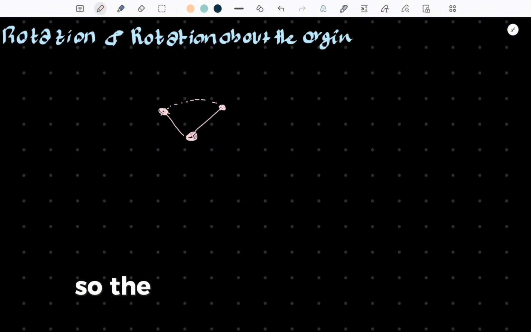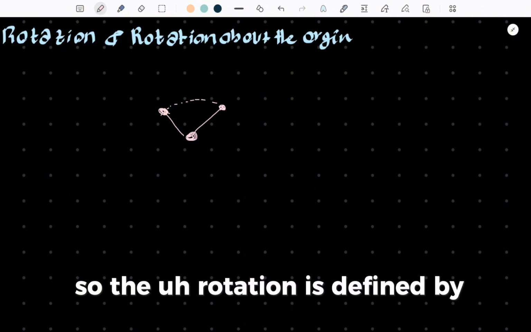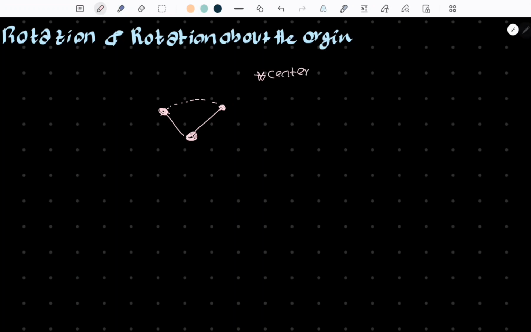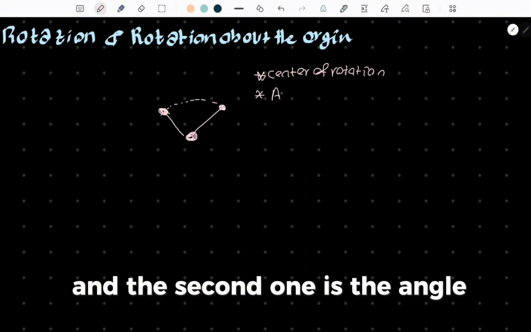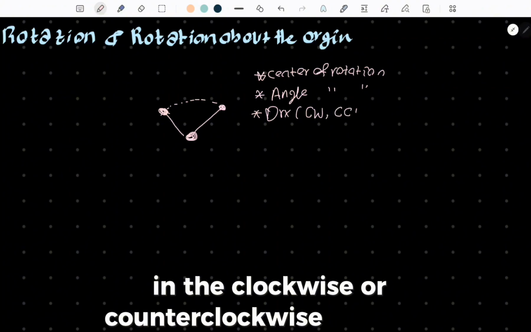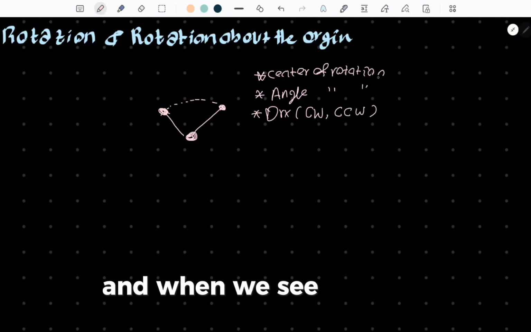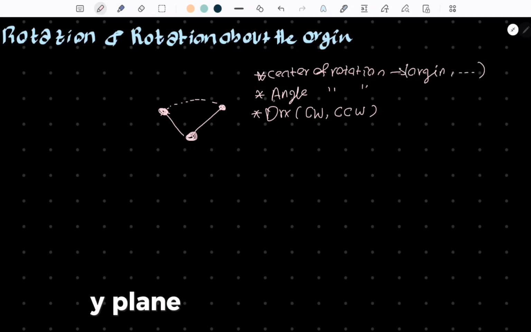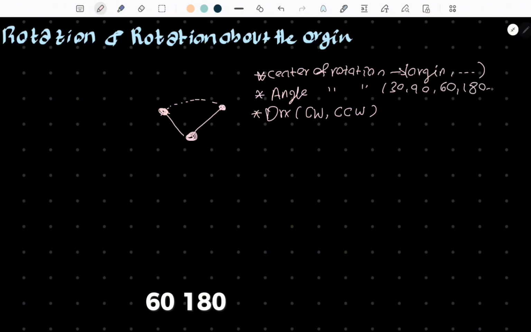So the rotation is defined by 3 main elements. The first one is the center of rotation. The second one is the angle of rotation. And the third one is the direction. The direction could be clockwise or counterclockwise. And when we say center of rotation, it could be the origin or any other point on the xy plane. The angle could be 30, 90, 60, 180, and whatnot.